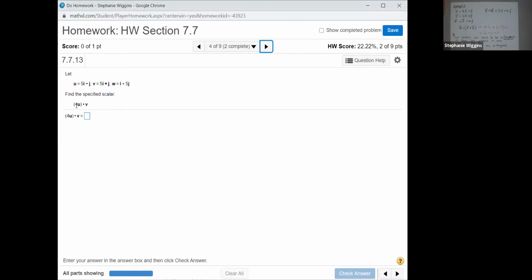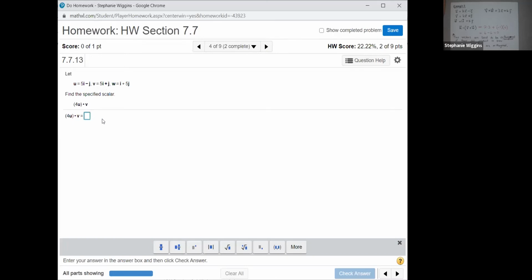Okay, so here you're going to take 4 times U. So this is U. So 4 times U will be 4 times 5 is 20 minus, that's understood to be -1, so it's going to be minus 4j. And then you're going to take the dot product of that new vector with this V here. So it's going to be 20 times 5, which is 100, plus -4 times 1, which is -4. So it's going to be 96.